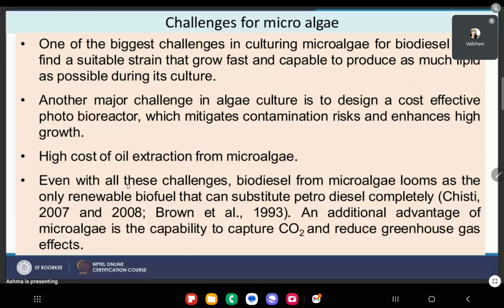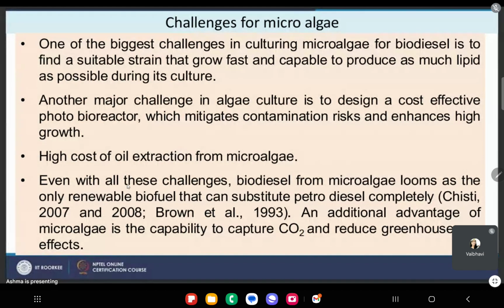Next is challenges for microalgae. One of the biggest challenges in culturing microalgae for biodiesel is to find a suitable strain that grows fast and is capable of producing as much lipid as possible during its culture. So it is very difficult to find a particular strain of microalgae which can be grown very fast, and which can be used for maximizing the lipid content in its culture.